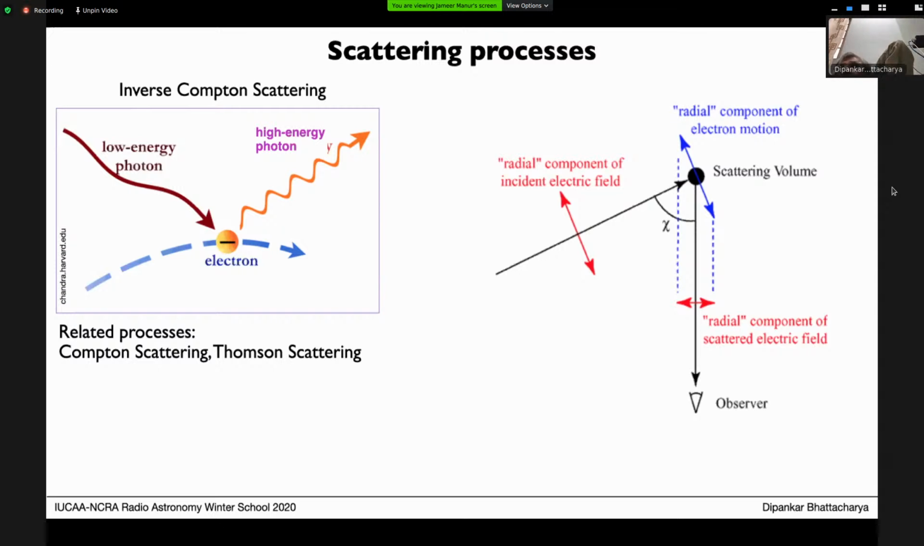So the regime in which the energy transfer between the incoming and the outgoing photon is very low is called the Thomson scattering, which is called the elastic limit. Here the photon and the electron typically retain their energies, but there is a change in direction.